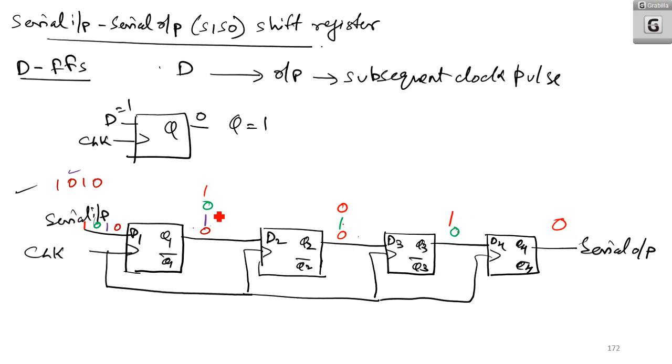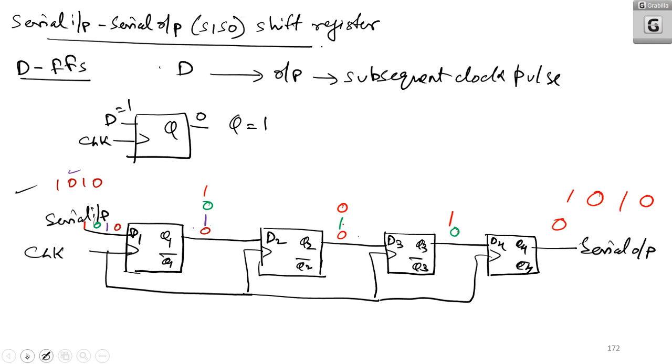Now in another 4 clockwise, you will get 0 coming out first, then comes 1. In the next clockwise, you will get 0. After that, you will get 1. So this is how a serial input, serial output shift register is functioning. Okay. So that is regarding serial input, serial output shift register.